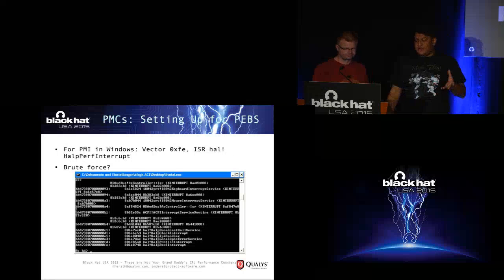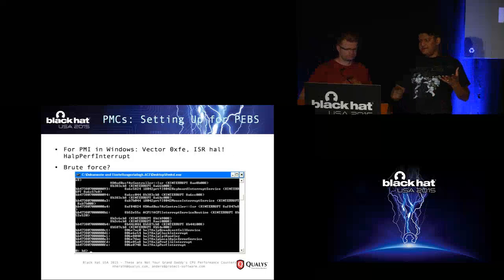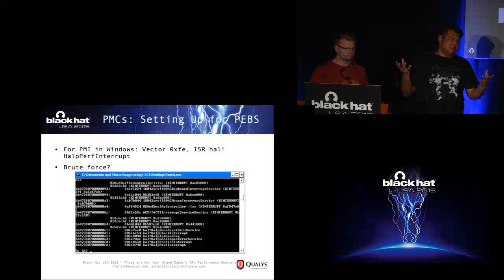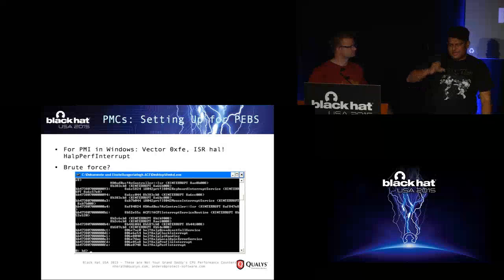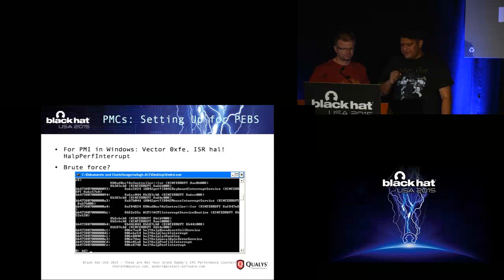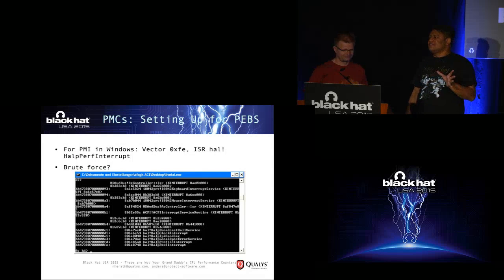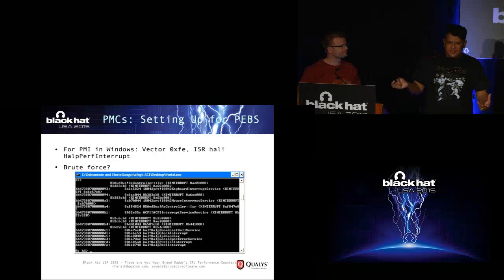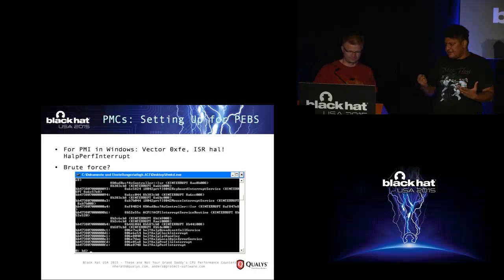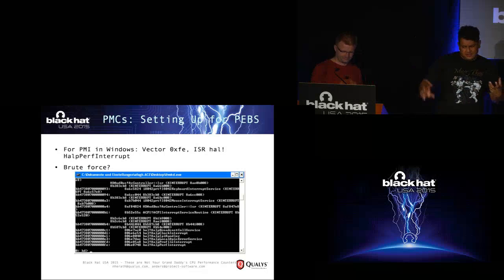And in Windows, there's a very specific ISR for the PMI event, which is the HalPerfInterrupt. So technically, you can use this to maybe brute force the ISR that is actually mapped for this particular interrupt, because you know what the OS likes to set it to.